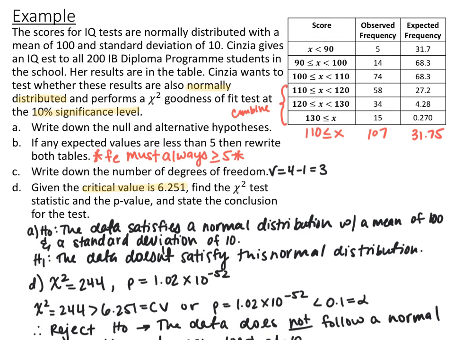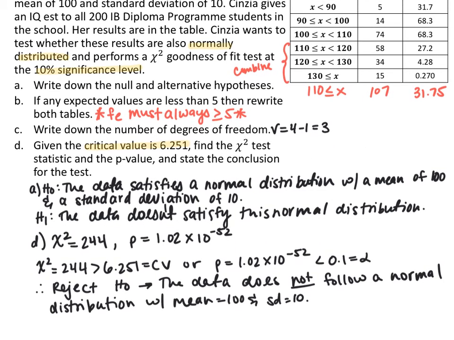So once I did that, I got that our chi-squared value was 244. And our p-value was 1.02 times 10 to the negative 52. So 51 zeros, a decimal place, 51 zeros before this 1.